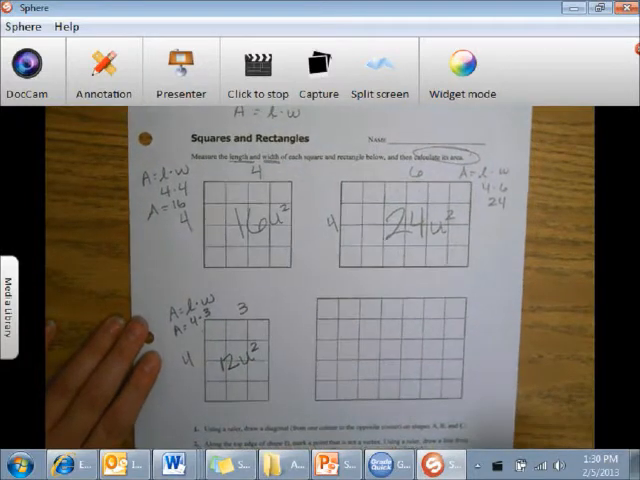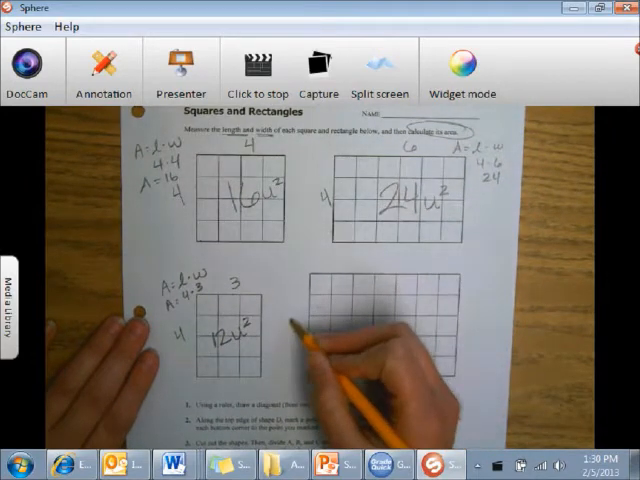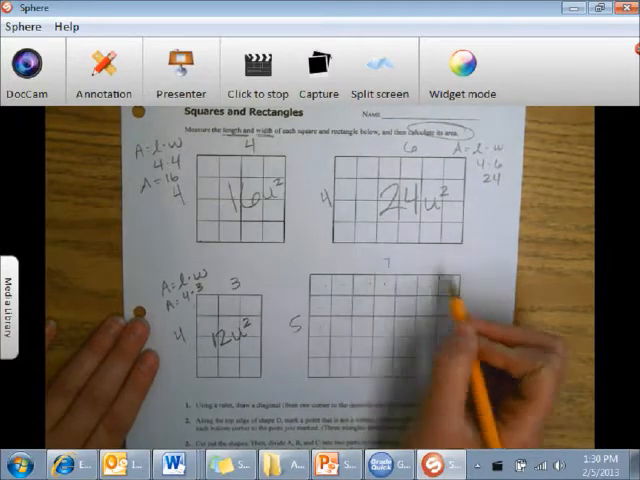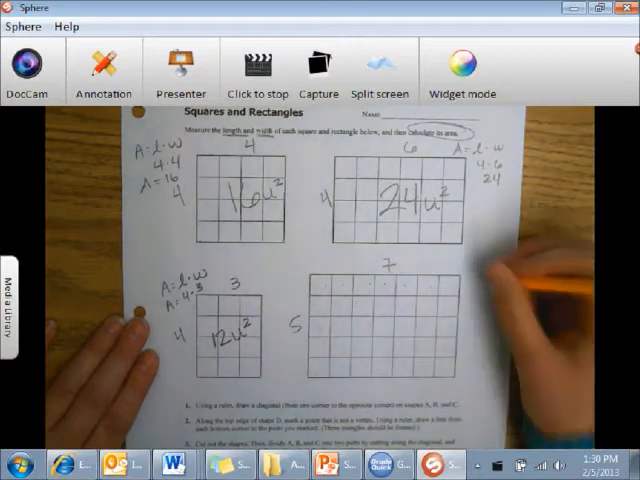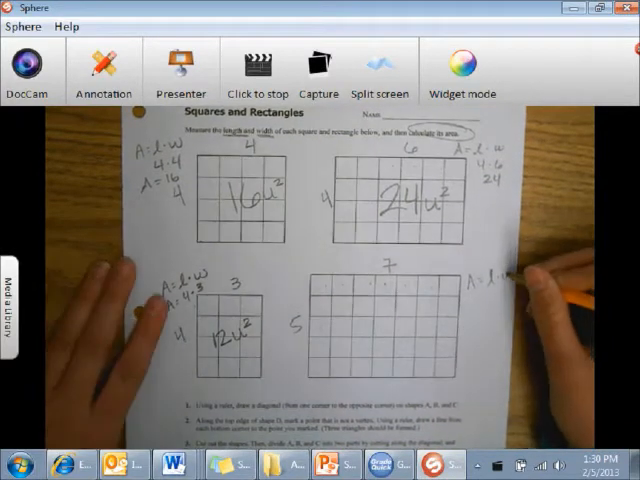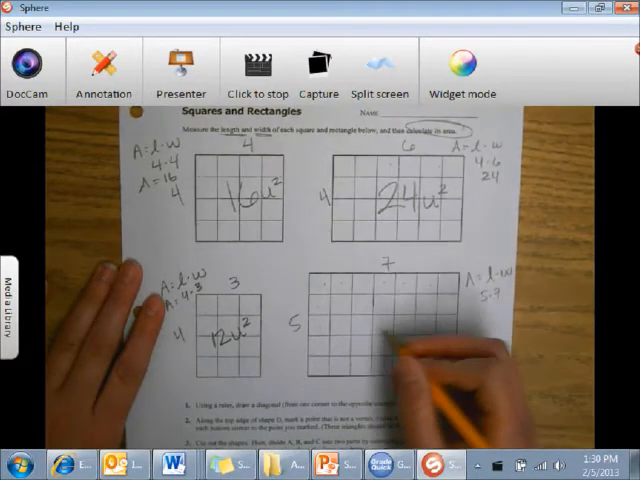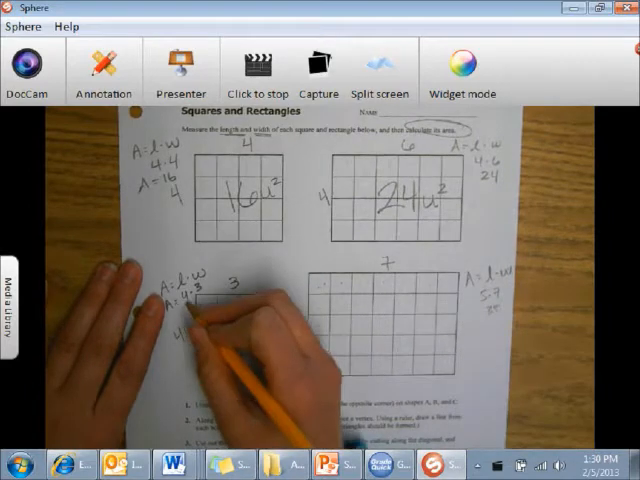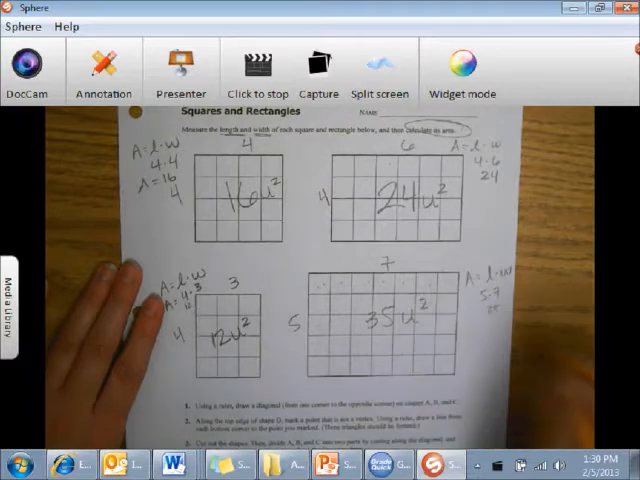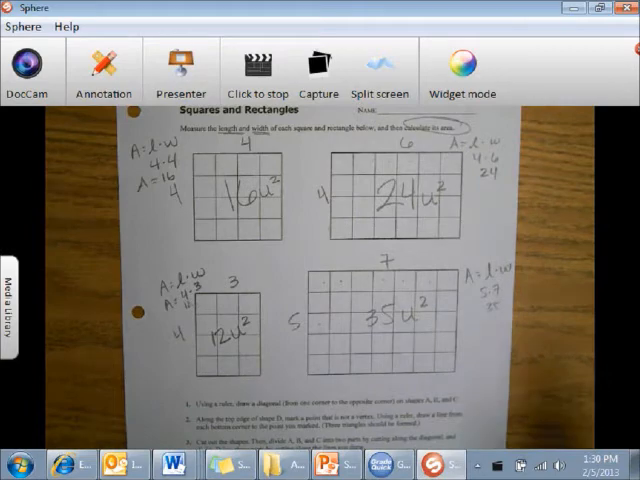And then on this one, we have 1, 2, 3, 4, 5 by 1, 2, 3, 4, 5, 6, 7. So area equals length times width, and that will give me 5 times 7, which is 35 units squared. Okay, so we've done that so far.